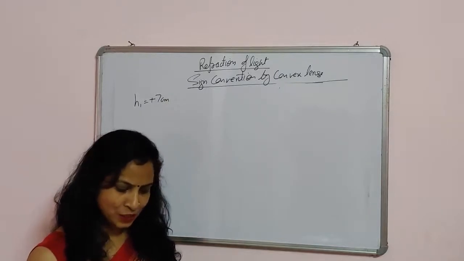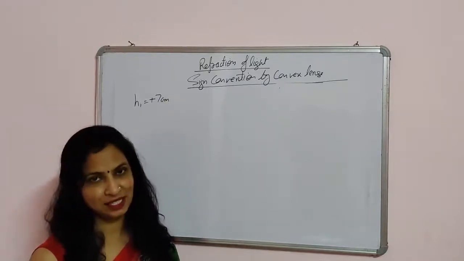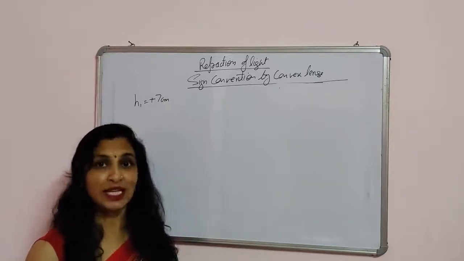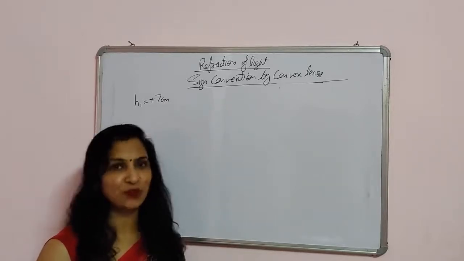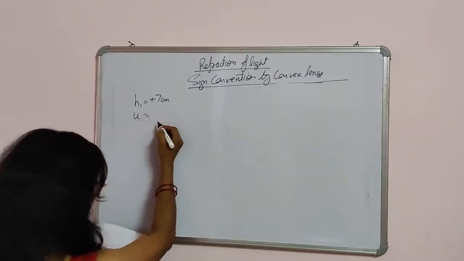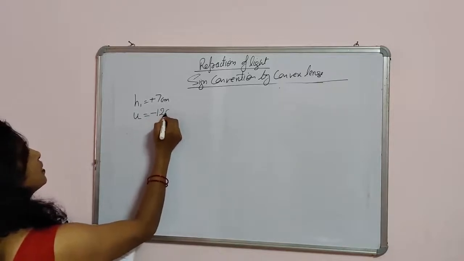Is placed at a distance of 12 cm from a convex lens. So we place this object at a distance of 12 cm from a convex lens. It means this is the distance of the object from the lens, and we show it by using U. It is minus 12 cm.